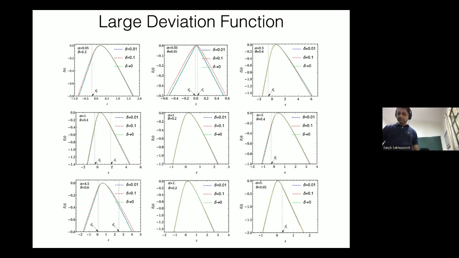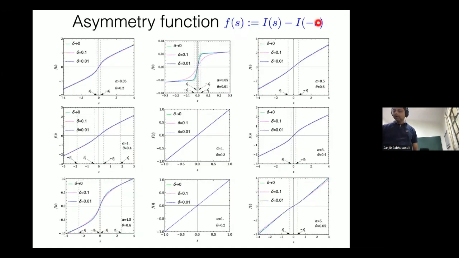Now if you take the large deviation function in the delta going to 0 limit and compute this object, which is the difference between these two large deviation functions, then you see that except for these two regimes, where this difference is linear, meaning it satisfies the fluctuation theorem, in all other regimes it violates the fluctuation theorem, even in the limit delta going to 0.